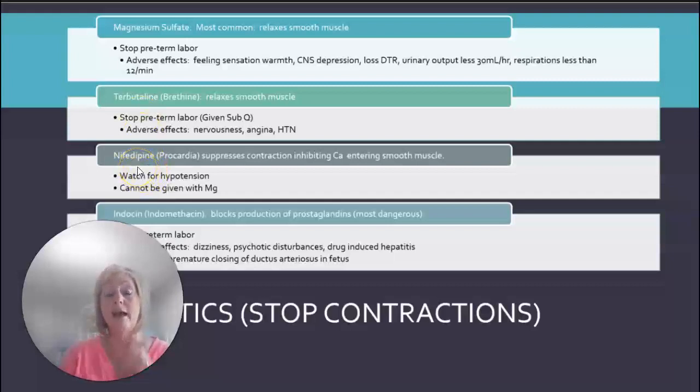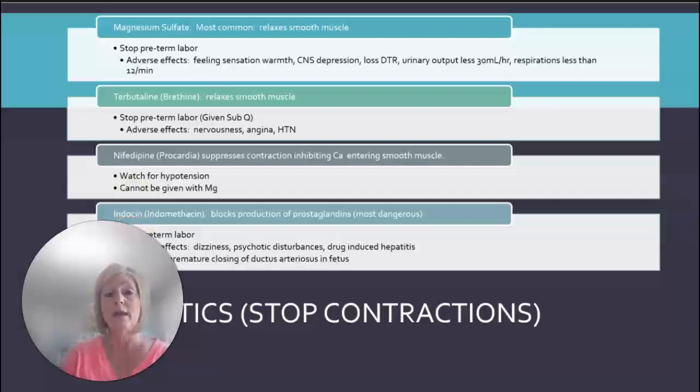Nifedipine is a calcium channel blocker, and it stops those contractions by entering that smooth muscle. But the biggest thing here, we cannot give it if mag is going. We cannot give both of those medications because they both relax that smooth muscle. They may potentiate each other.